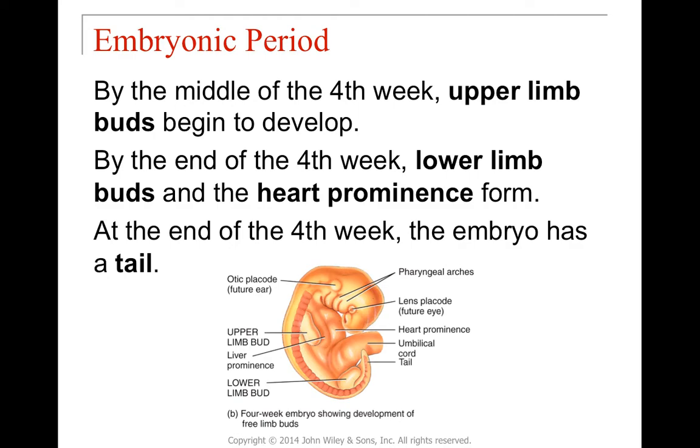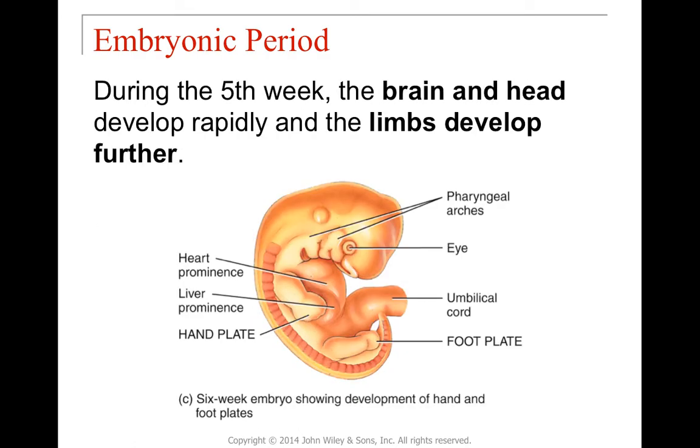Also around that 4th week, a lot of things are happening. We're starting to develop the limb buds. We're getting the upper and the lower limb buds and something called the heart prominence, which is where the heart is going to be located. It's going to be a little region of the pouch where it's going to be basically making room for the heart to grow. Also at the end of that 4th week, we're going to have a tail. We're going to sustain that tail for a good bit of the pregnancy. Eventually it's going to undergo apoptosis, and we are not going to carry it on into the full-term pregnancy. Around week 5, the brain and the head are going to continue to rapidly develop.